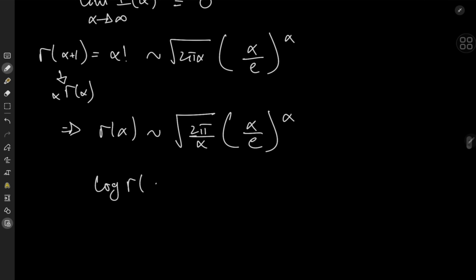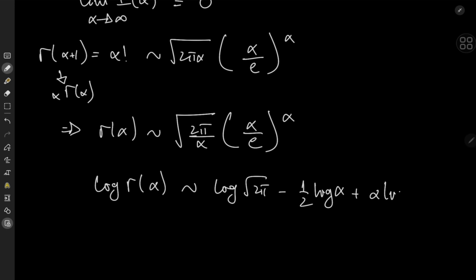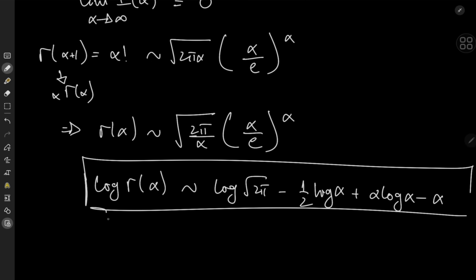And we have the logarithm of the gamma function. So we have log gamma alpha asymptotically equal to log root 2 pi minus log root alpha, or 1/2 of log alpha, plus alpha times log of alpha over e, which sorts out to log alpha minus log e, which is, well, log e is just 1, meaning that we have alpha times log alpha minus alpha. And these terms look strangely convenient.